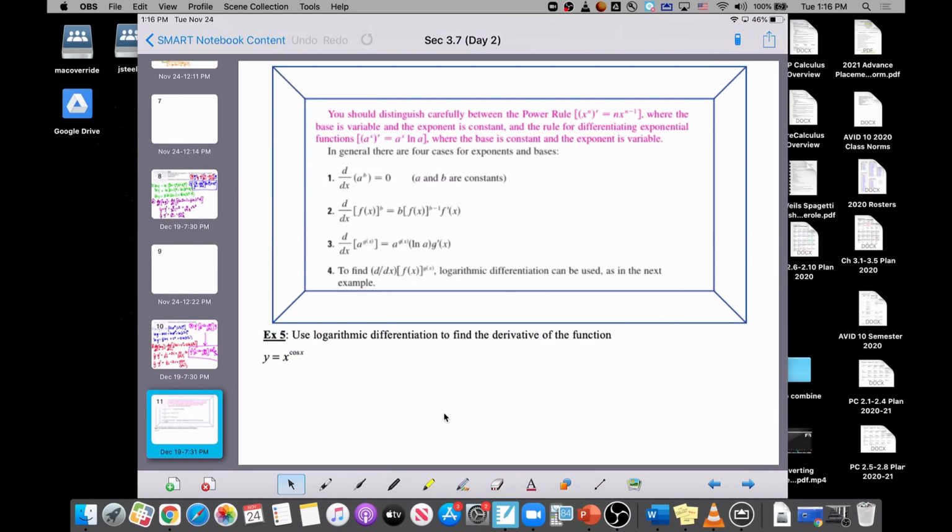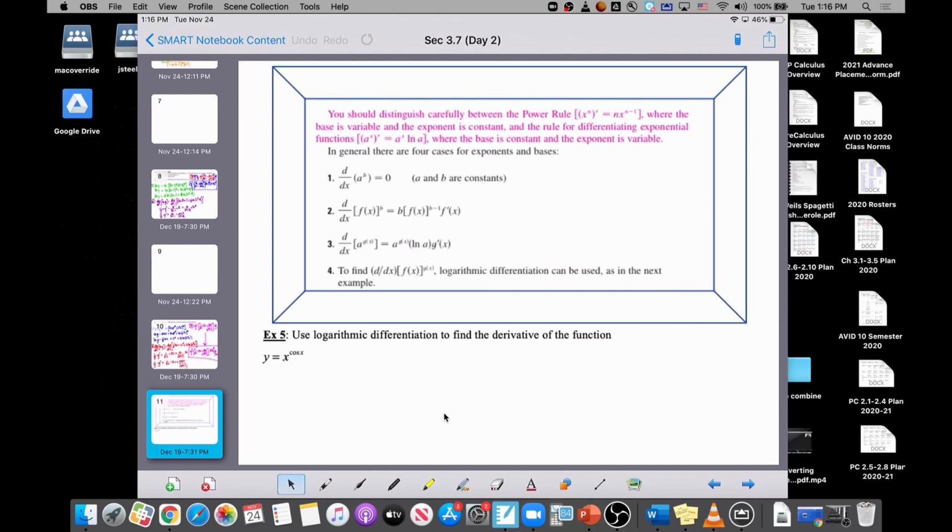To finish up our notes here, we have a little bit of a summary of different functions that we've been working on finding the derivatives of that contain exponents. So you need to distinguish carefully between when you can use the power rule and when you cannot. Remember, the power rule is for when your base is a variable and your exponent is a constant, whereas your rule for differentiating exponential functions is when your base is a number and your exponent is a variable.